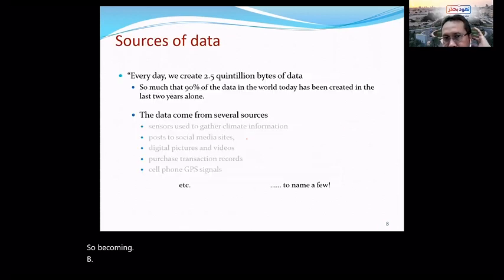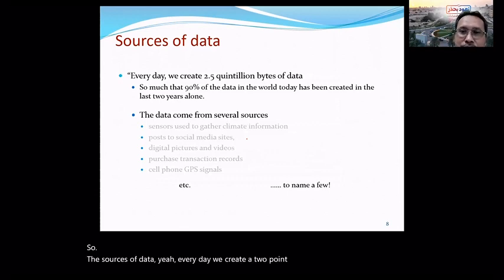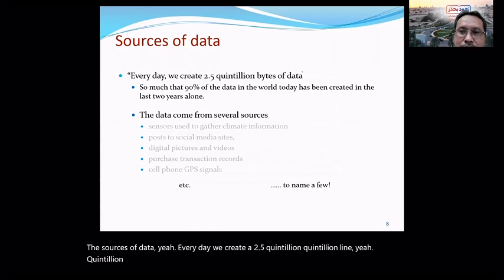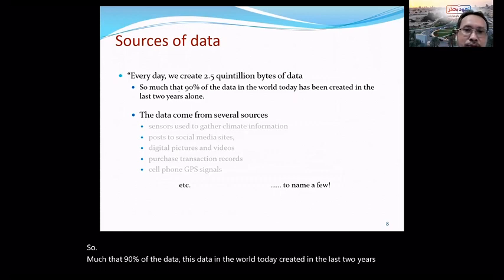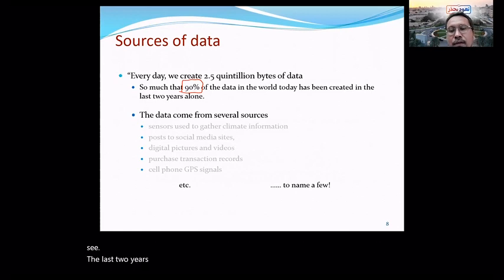Okay, so the sources of data. Every day we create 2.5 quintillion bytes of data. So much that 90% of the data in the world today was created in the last 2 years alone. That's why the increase in data is amazing.